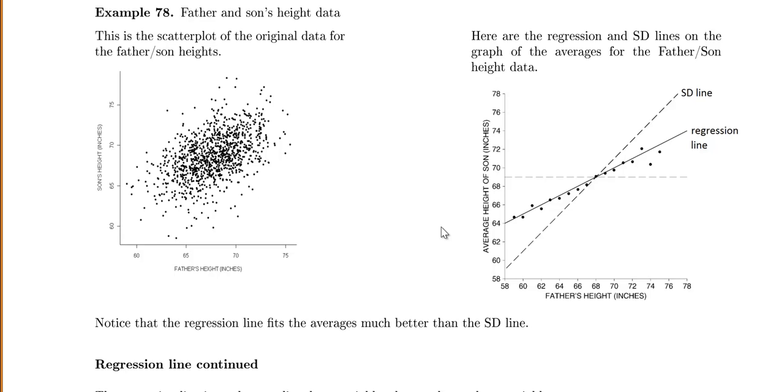For our next example, we have some fathers and sons height data. So this is our scatter plot for the original data for the fathers and sons heights. Okay, so again, fathers' heights, sons' heights. Now, if I was to look at just the averages, so these points are the averages, and I draw on the SD line and the regression line, notice that the regression line fits those averages much better than the SD line.